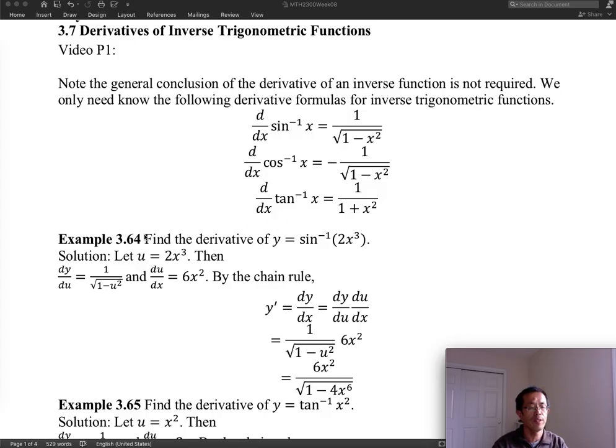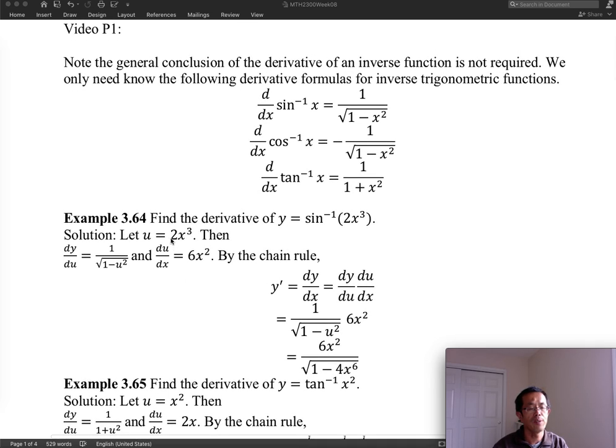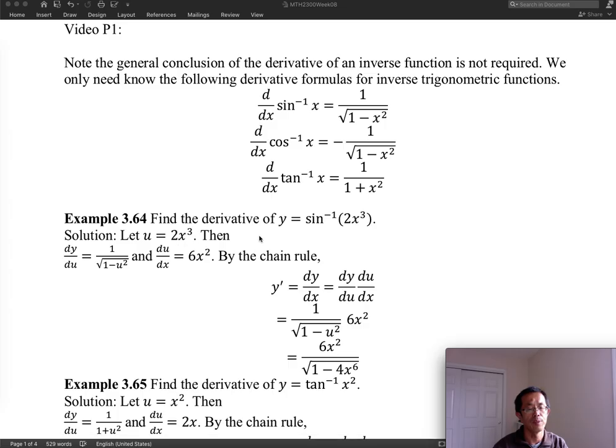So the first example I took from the textbook is to find the derivative of sine inverse of 2x cubed. Now this part really requires the chain rule. If you remember the chain rule, usually we create a notation that makes the function a basic form of a common type of function, by taking u as 2x cubed, so y can be considered as sine inverse of u, right?